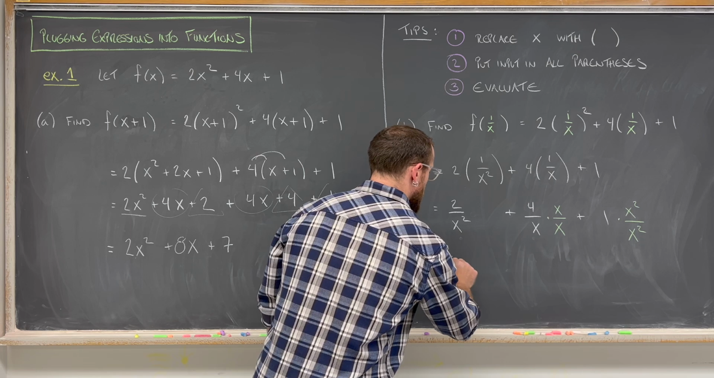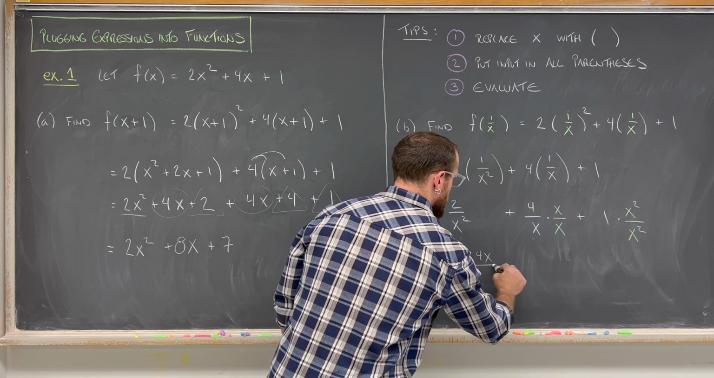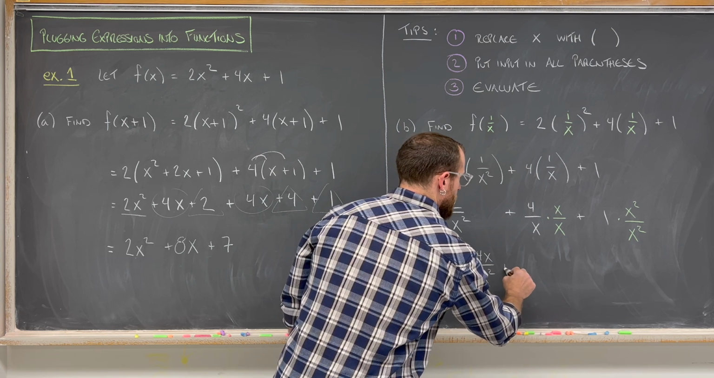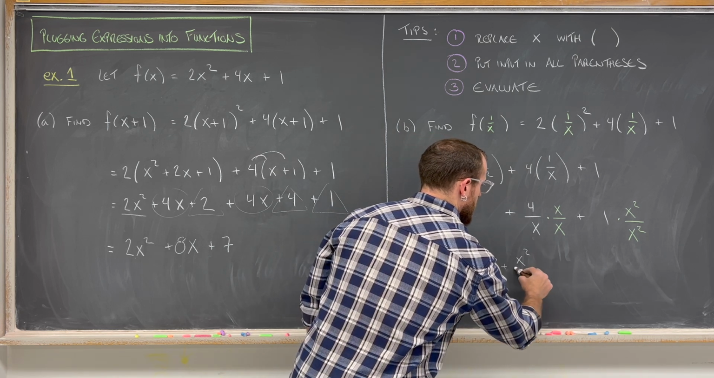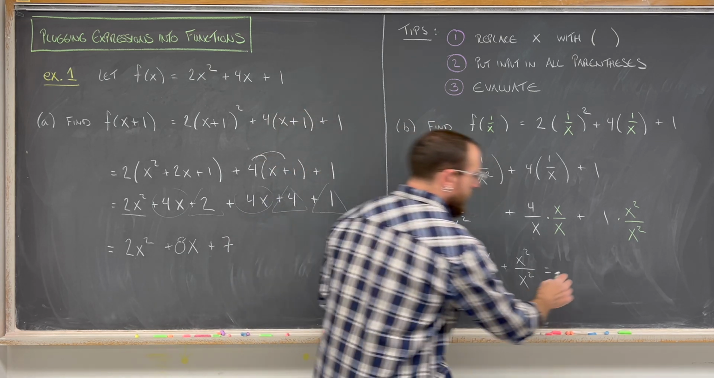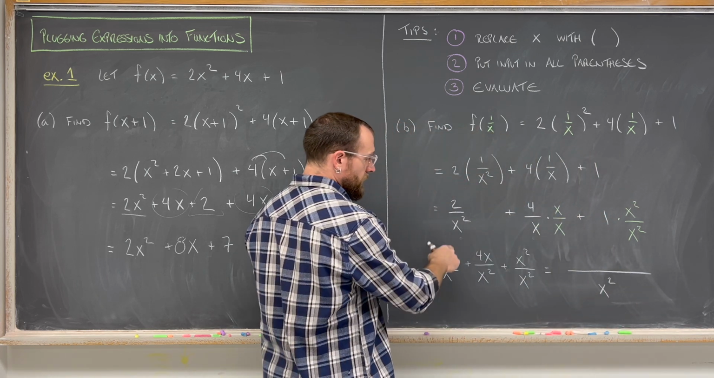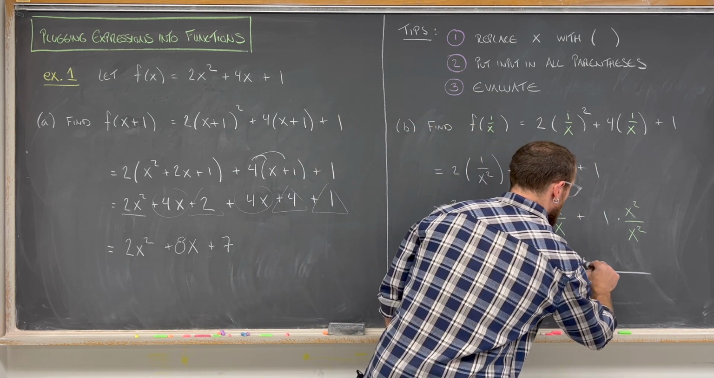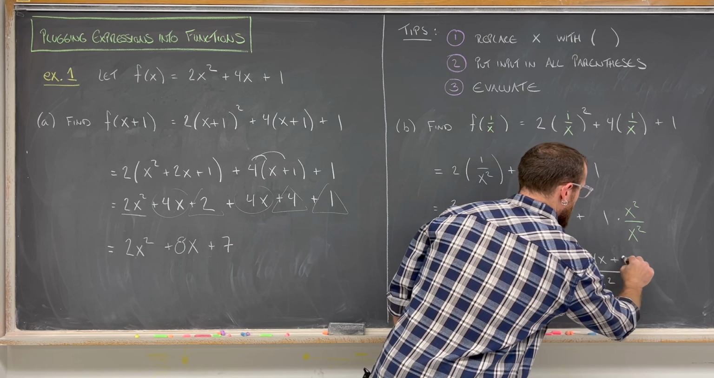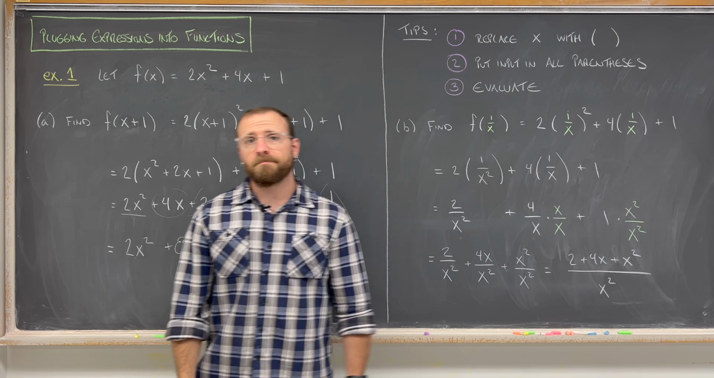Now I've got 2 over x squared plus 4x over x squared plus x squared over x squared. And since they all have the same denominator, I can write that as one fraction with x squared in the denominator. And the numerator is 2 plus 4x plus x squared. Okay, that would be my final answer.